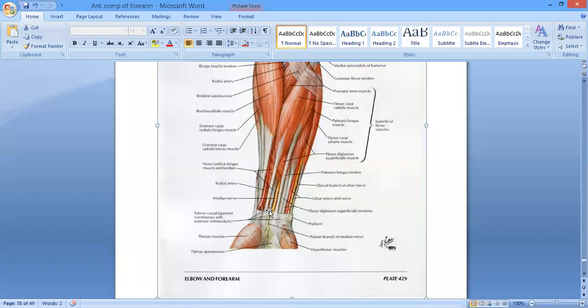We'll talk about its branches. The branches are very simple. While passing between the flexor digitorum superficialis and profundus, right? In the cubital fossa, it will give the branch to the superficial flexor muscles. Pronator teres, okay, the flexor carpi radialis, palmaris longus and the flexor digitorum superficialis it will supply, right?